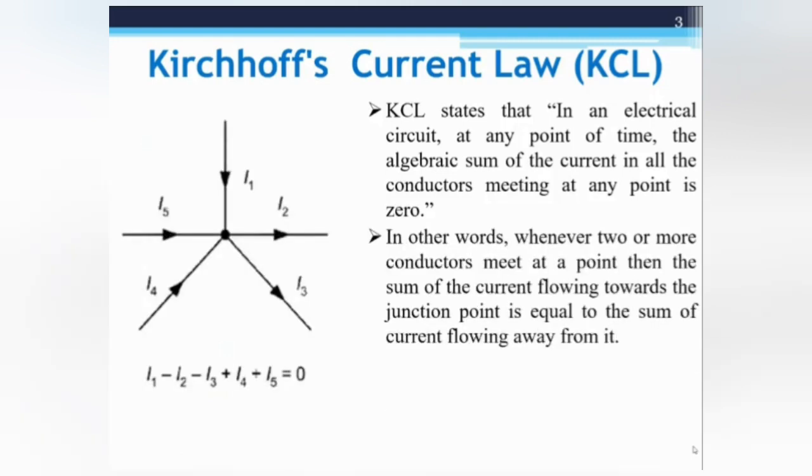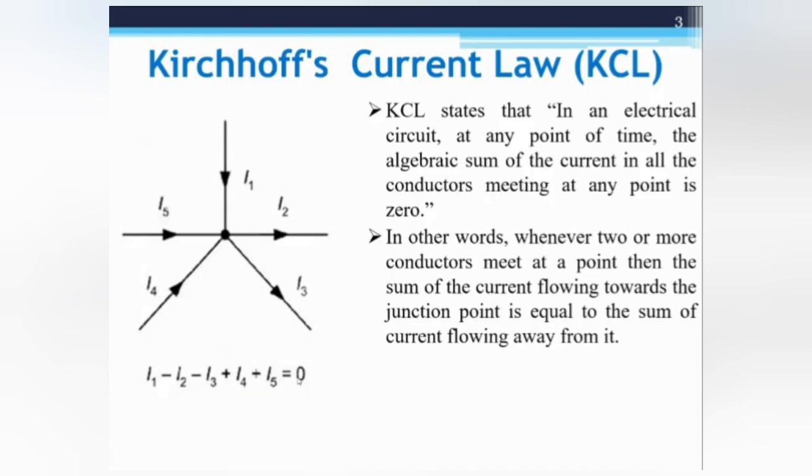Suppose in this diagram, there is one node. At a particular node, a number of lines are connected. So here the I1 current direction is towards the junction. I2, I3 are away from the junction. I4 and I5 are also towards the junction. So according to the convention, if the current direction is towards the junction, it is positive, and if it is away from the junction, we take it as negative. Then I1 minus I2 minus I3 plus I4 plus I5 equal to 0. This is the KCL.